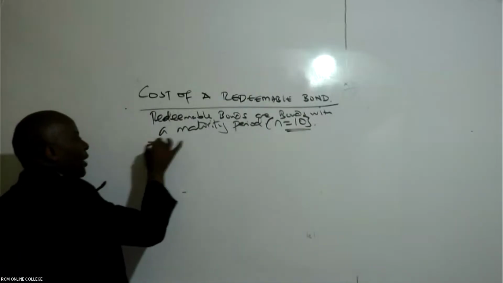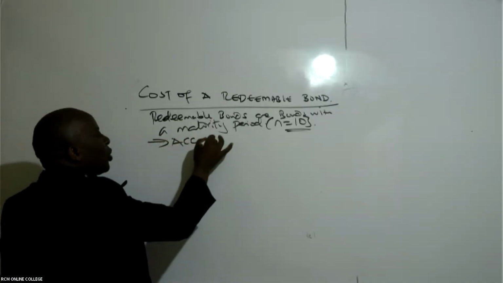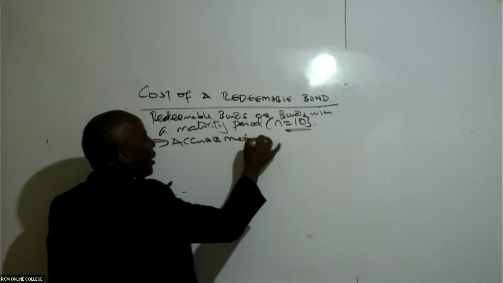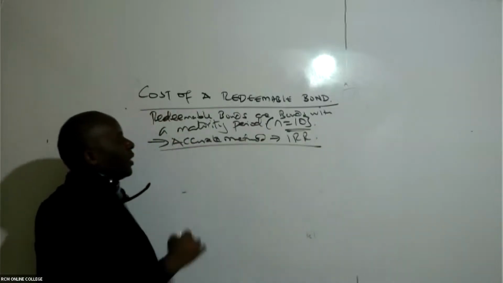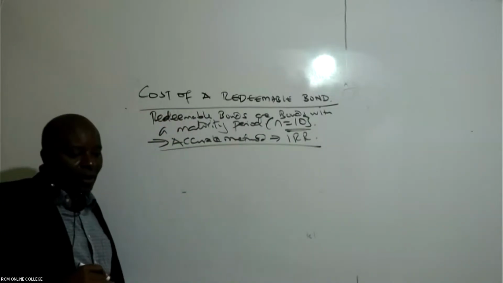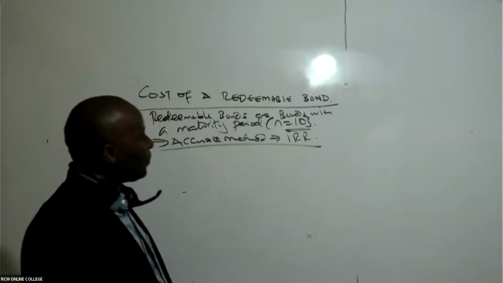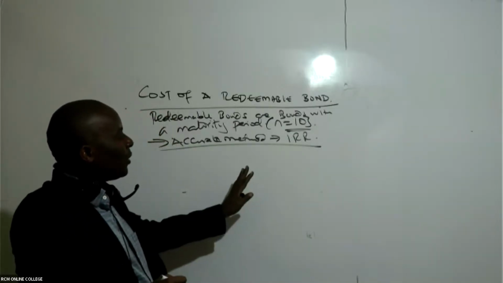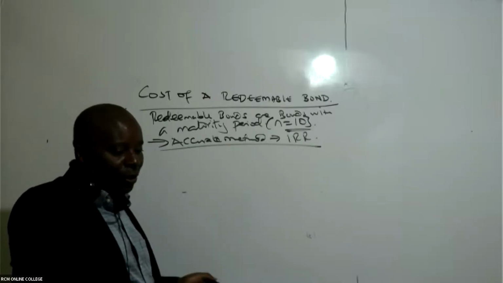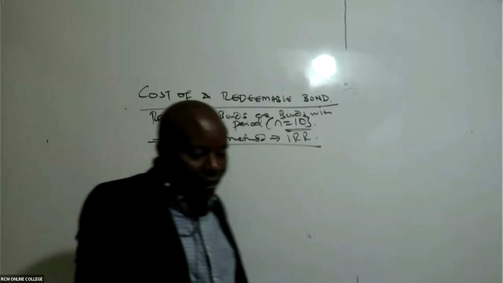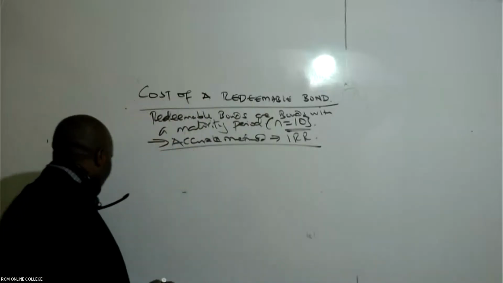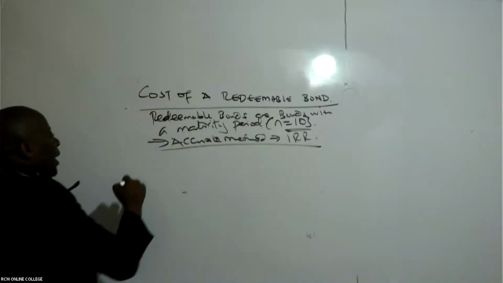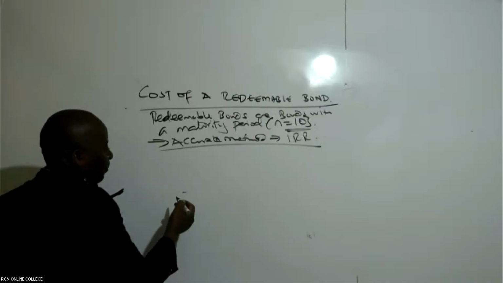The most accurate, there are formulas you can use, but the most accurate method here is internal rate of return. Write that in full. Internal rate of return. This is the most accurate. Then, ladies and gentlemen, I would need to get my cash flows.